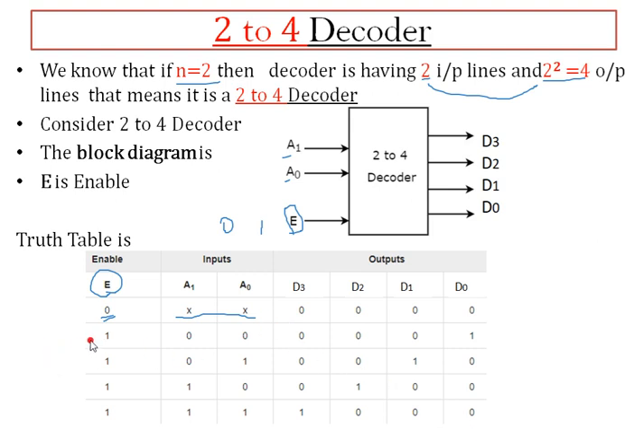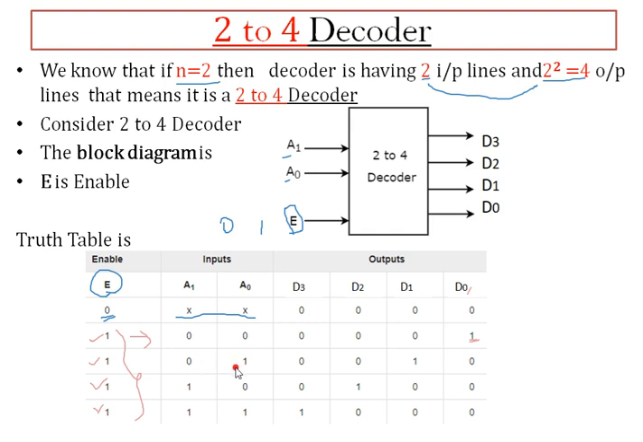Next, see here, enable is 1, which means the decoder circuit is enabled and inputs are given to the circuit, and output is obtained. Observe carefully. In the first condition, the input is the binary value 0 0, which means data 0. So I am placing 1 here and the remaining are all zeros.